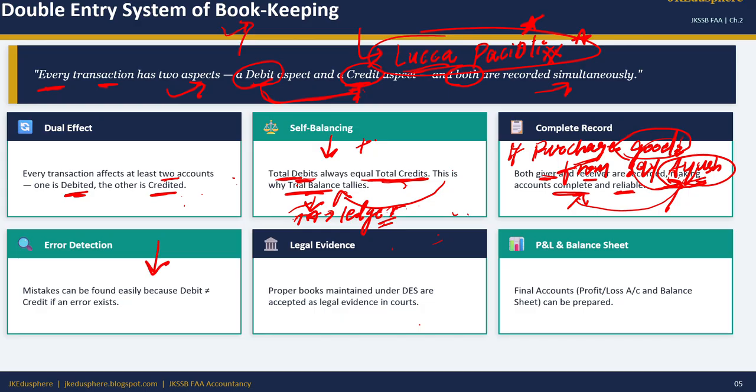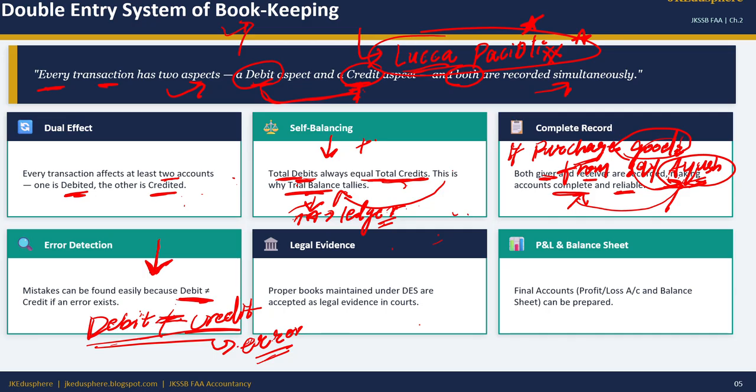So the next part is error detection. If debit is not equal to credit, then we get an error, and this is checked. If debit is not equal to credit, then we will see that there must be a skip of transactions maybe, or we have done some arithmetical error. These errors are checked by this.